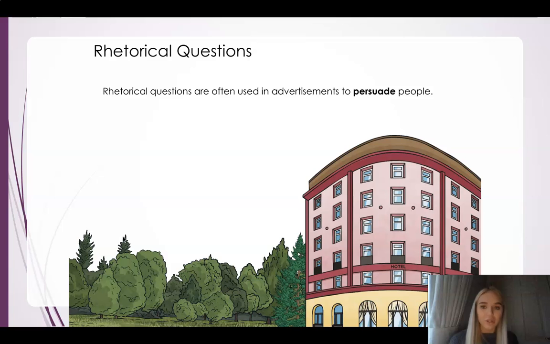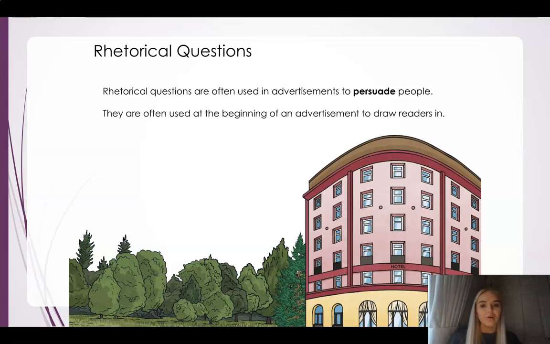And we might use rhetorical questions in advertisements to persuade people. Now, we know that shortly after half term, you will be writing a persuasive piece of writing all about deforestation. And we need to make sure that you are using lots and lots of rhetorical questions to persuade people to do what you want them to do.